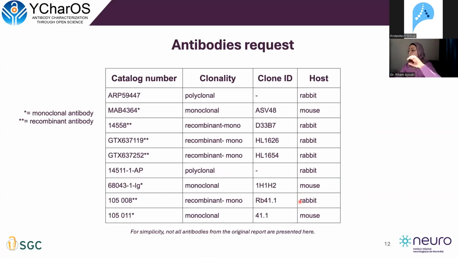Antibodies are sent by the partners and are shown here in this table. This table is simplified. You will find many more details about each product on the actual report, which I will mention a bit later on. But I would like to clarify that a single star here indicates a monoclonal product, and double stars indicate a recombinant.